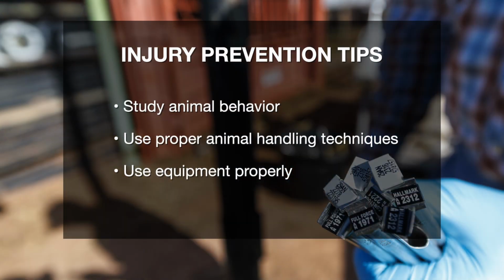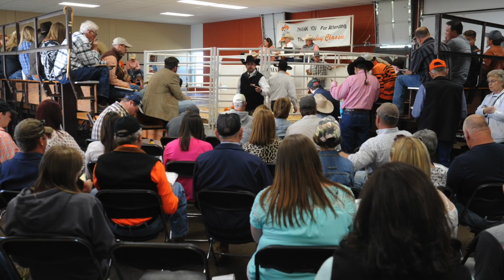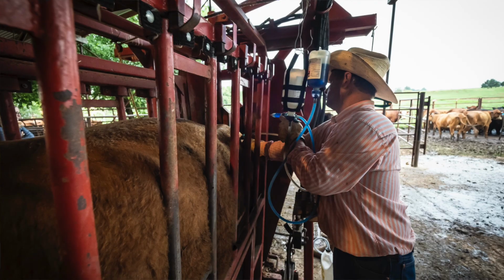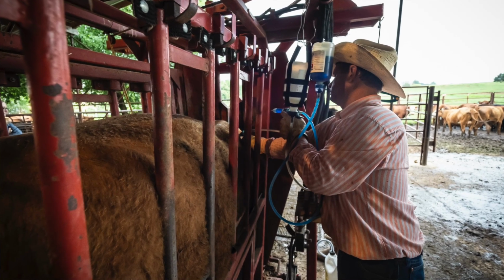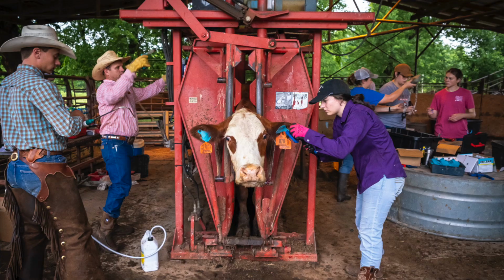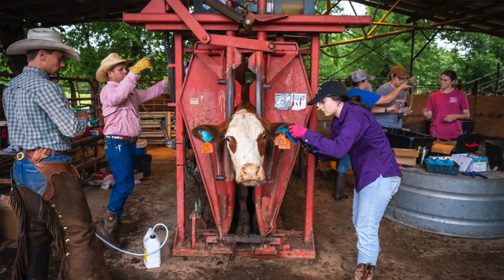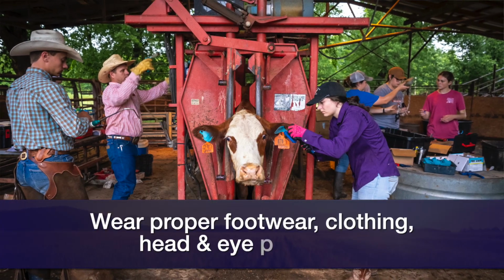Livestock producers can prevent injuries and fatalities by studying animal behavior, using proper animal handling techniques, and using equipment properly. Beef Quality Assurance, as well as many other groups, provide training in animal behavior and low-stress handling. Facilities and equipment are costly, but when designed and used correctly, accidents are reduced. Individuals need to protect themselves by wearing proper footwear, clothing, and head and eye protection.